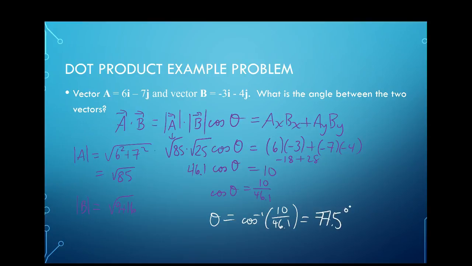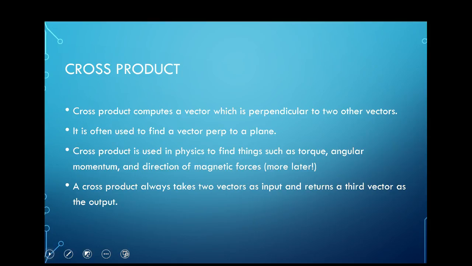And we want to check that and see if that makes sense. We'll just plop down a real quick graph. And so vector A is going to be 6 in the i-hat direction and negative 7 in the j-hat, so roughly this way. And vector B is going to be third quadrant, so minus 3 and then minus 4, so roughly like that. And this angle here is going to be not quite 90 degrees. So 78 is pretty reasonable for that answer. Okay, so that was the dot product.